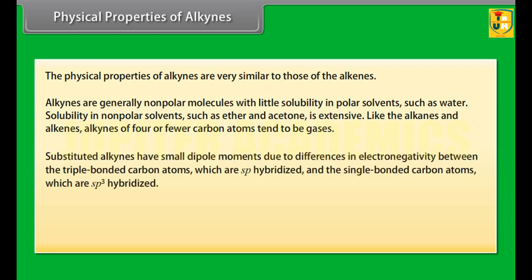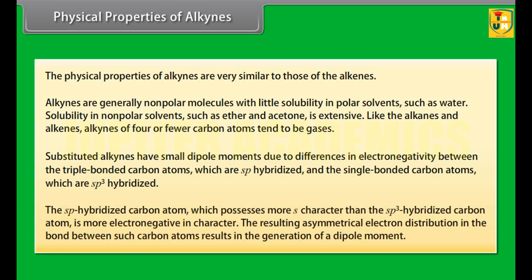Substituted alkynes have small dipole moments due to differences in electronegativity between the triple bonded carbon atoms, which are sp hybridized, and the single bonded carbon atoms, which are sp3 hybridized. The sp hybridized carbon atom, which possesses more s character than the sp3 hybridized carbon atom, is more electronegative in character. The resulting asymmetrical electron distribution in the bond between such carbon atoms results in the generation of a dipole moment.